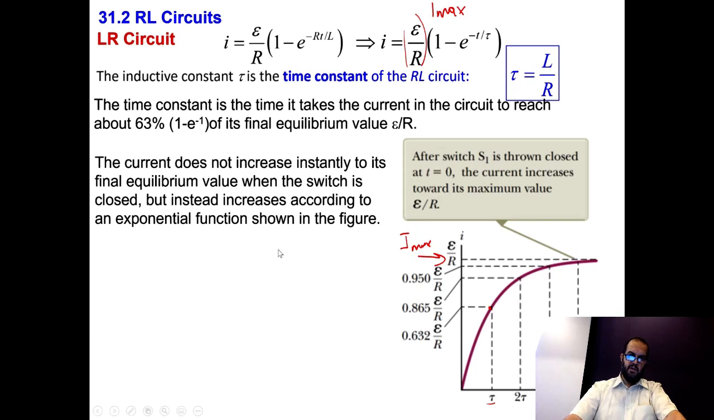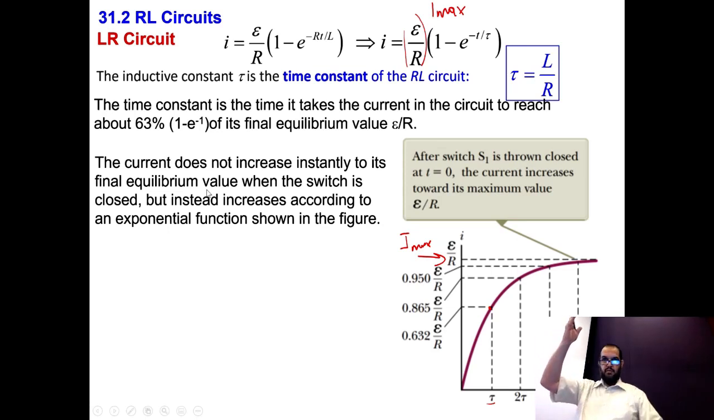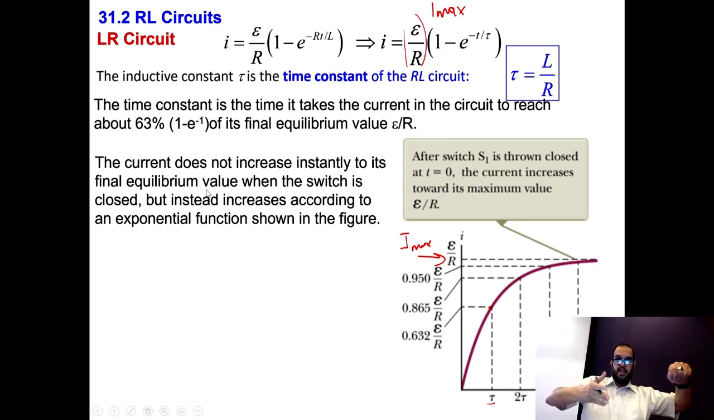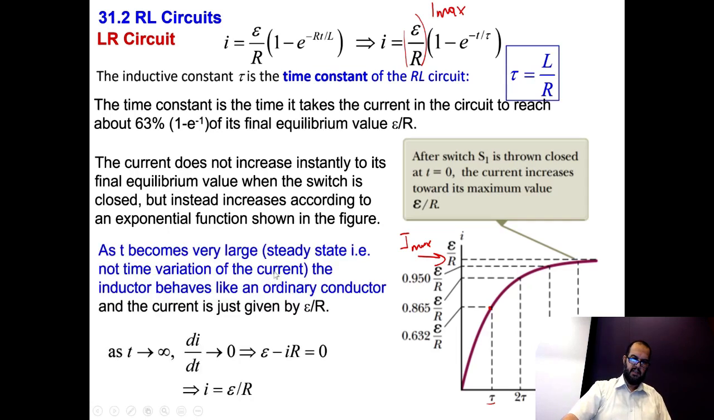So you can see that the current does not jump suddenly when you close the switch; it rises exponentially. This is due to Faraday's effect, or the back-induced EMF in the solenoid or in the inductor.